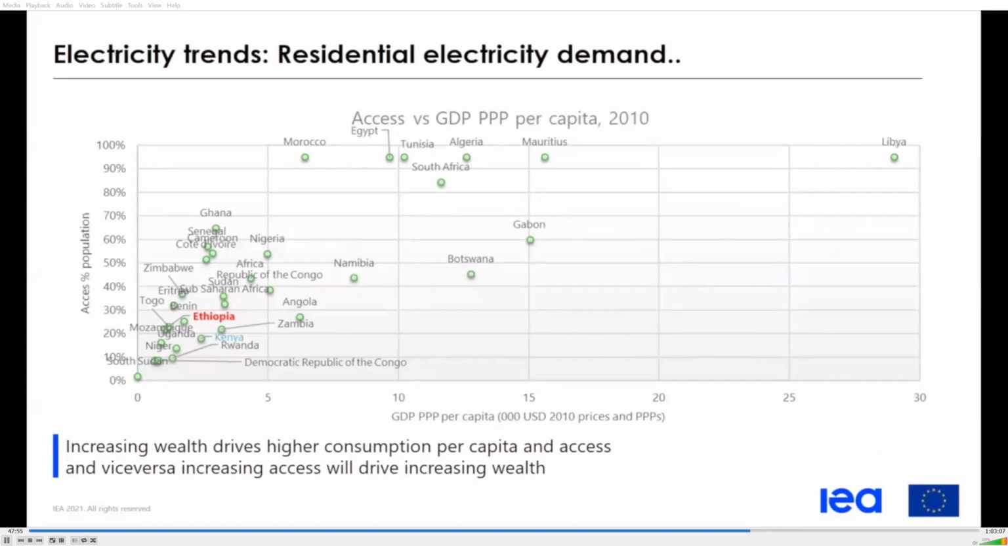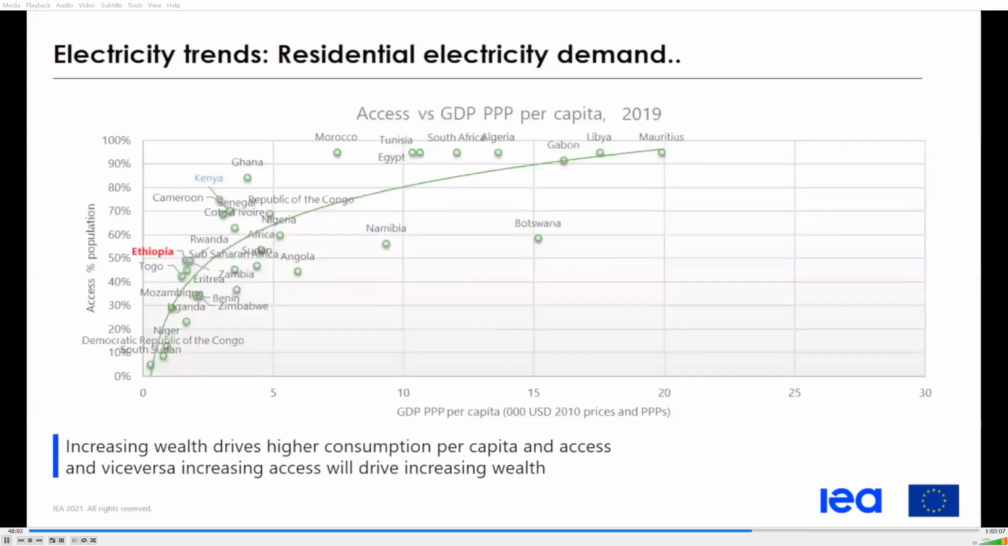So we can see in several countries between 2010 and 2019, for example, here we can see Ethiopia, that with the access growing for the population, we have an increase of the GDP within the country. So both elements are connected in our data sets.